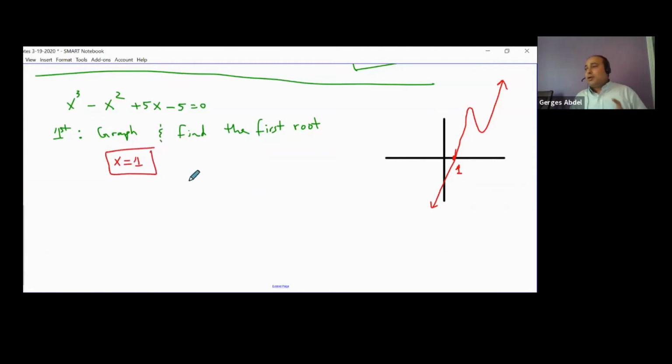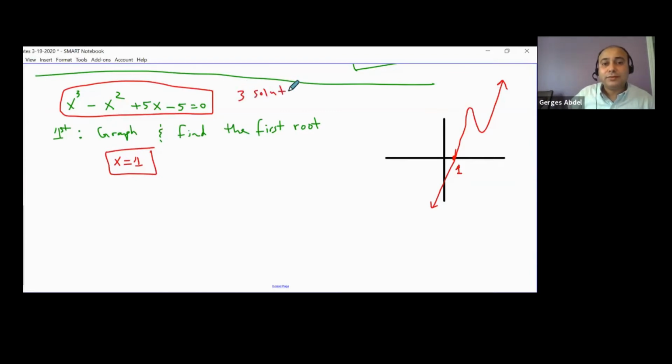Remember one thing. What is the highest exponent in this equation right here? It is cubed. So the highest exponent is 3. Since the highest exponent is 3, that means you're going to have 3 solutions here. So we got the first solution, which is x equals +1. We got it right here. That's the first solution.